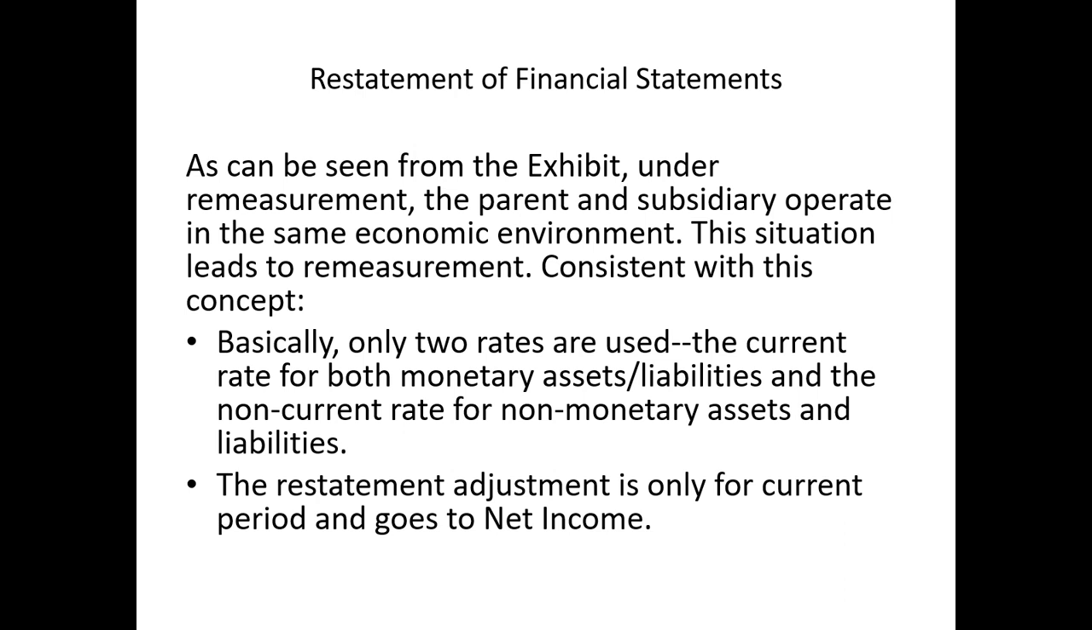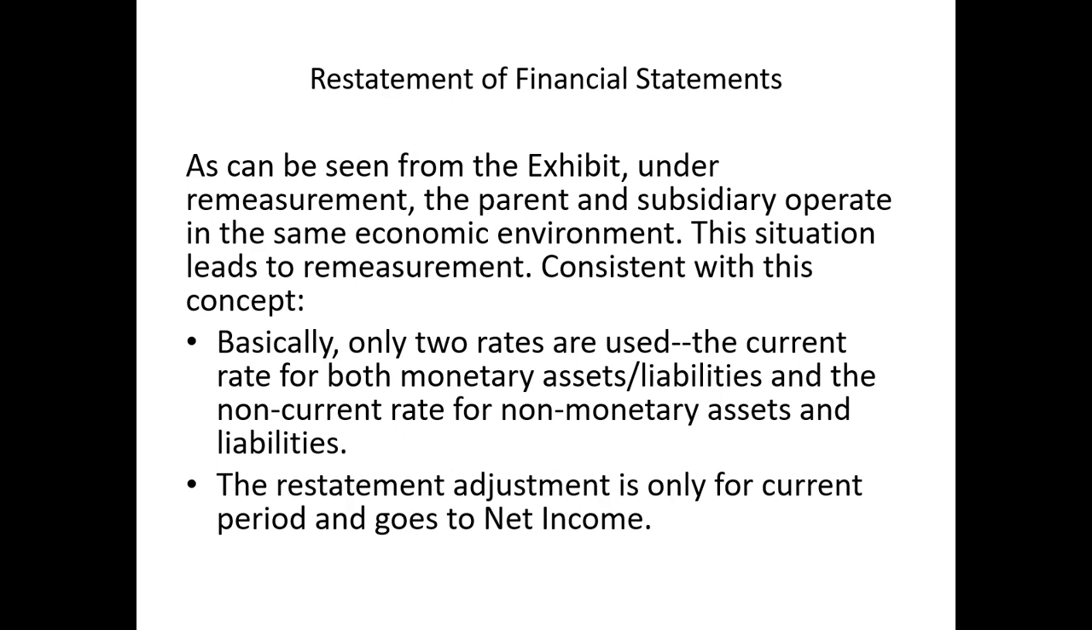valued at historical cost, which makes perfect sense because to get the historical cost of something that was purchased in another country, you have to take the foreign currency in which it was purchased and then multiply it by the rate that existed at the date of purchase. Okay, and since this makes consistent sense from a balance sheet perspective, what you end up getting is the restatement adjustment is only for the current period and doesn't go to OCI, it goes to net income. Okay, so that's it.